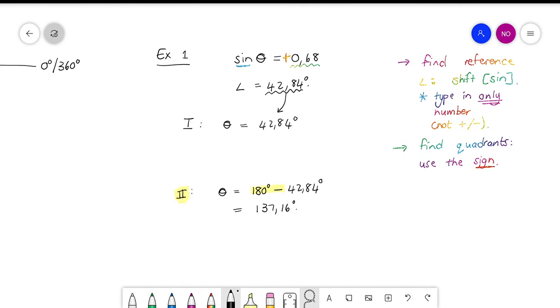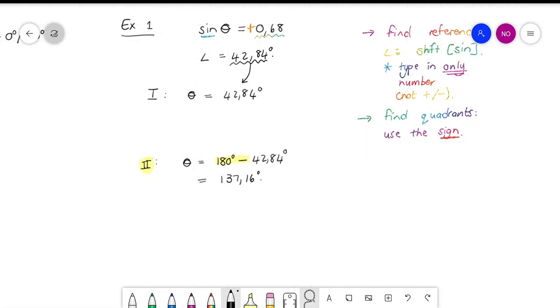137,16 degrees. Okay, and what I want you guys to do now is to just quickly test your answer. You don't always have to do this. So remember we rounded our answer, so it might differ slightly. But type into your calculator sine and then substitute 42,84 in. You will see that is equal to 0,67995, which is basically 0,68.